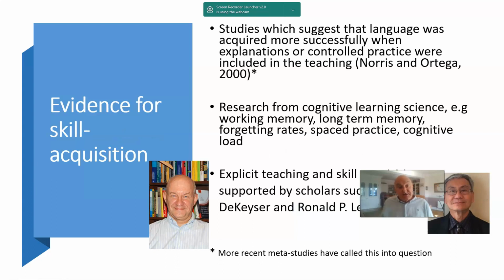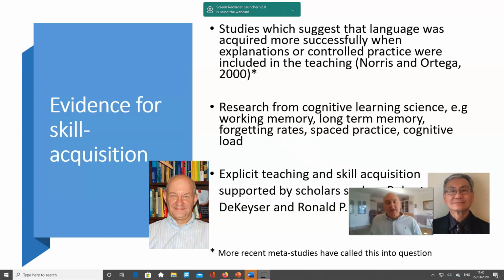On the other hand, the evidence for skill acquisition then, if you like, the more conscious route of learning, well, from the research literature, there was a very famous meta-study, a sort of study of lots of other studies, carried out by Norris and Ortega back in 2000, which concluded from all the data that when there were grammar explanations and opportunities for controlled practice, then people became more accurate. In addition, all the research coming out from cognitive learning science about working memory, long-term memory, forgetting rates and so on, which I'll talk about another time, might suggest that simply by practicing a skill over and over, it can find its way into long-term memory.